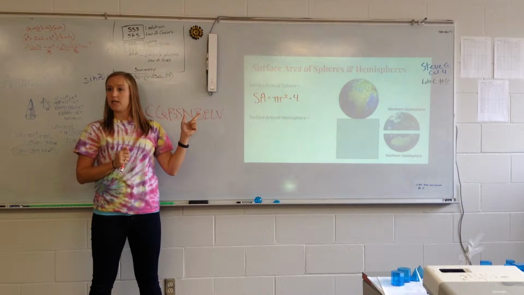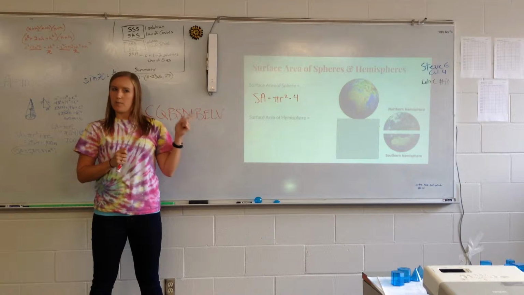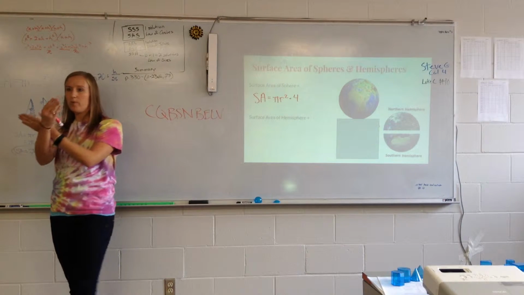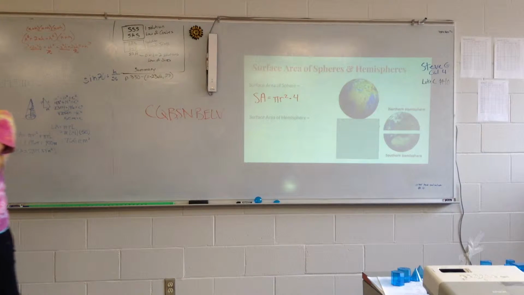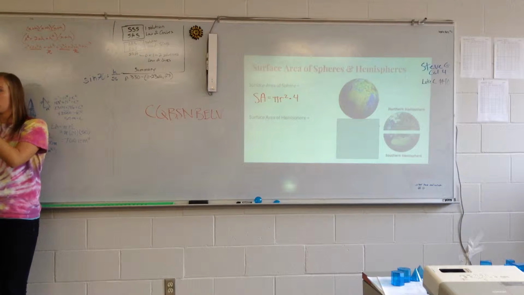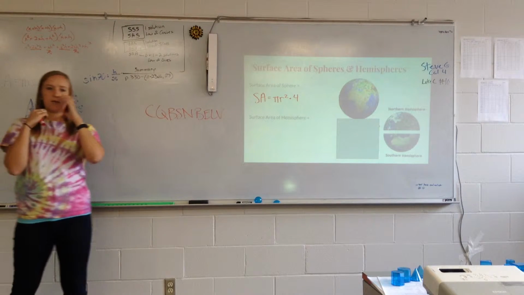So if you need to write this down, write it down. But an easy way for you to remember it is that baseball, we peel back the leather covering, we have about 4 circles there. So that's how we get the surface area for a sphere when we put it back together. Pi r squared times 4.